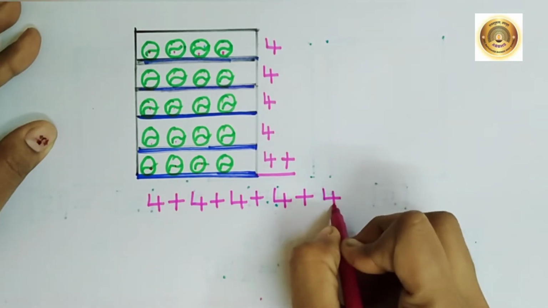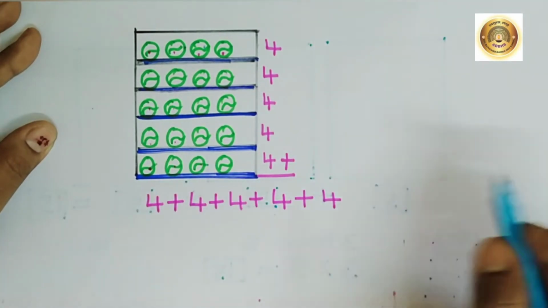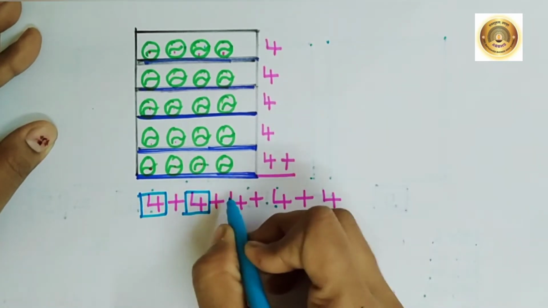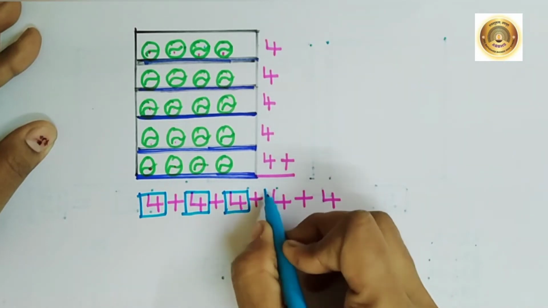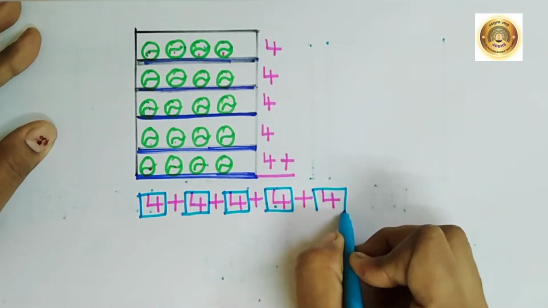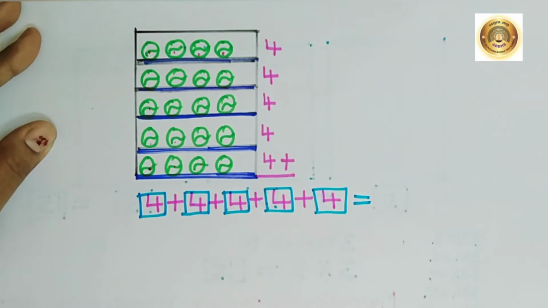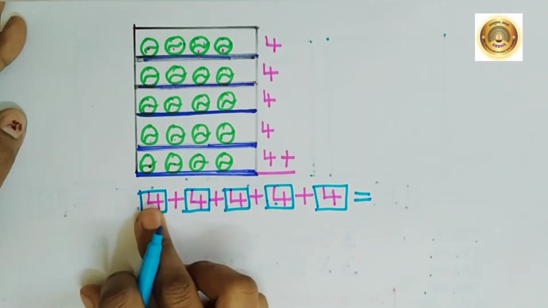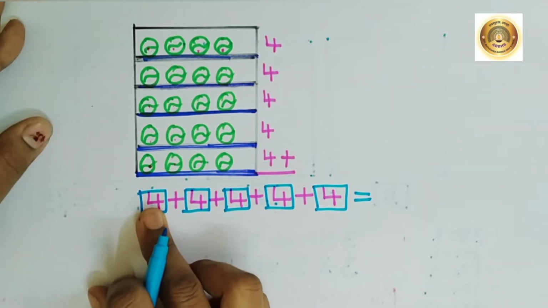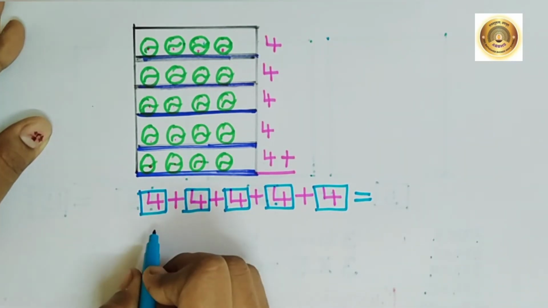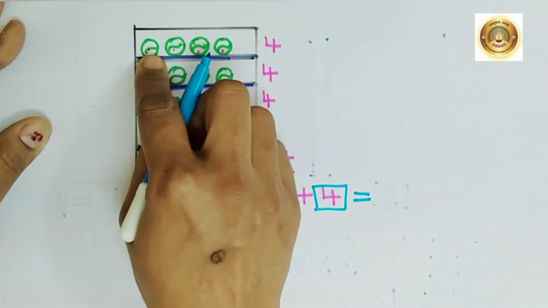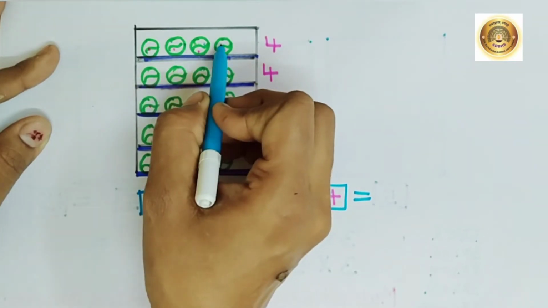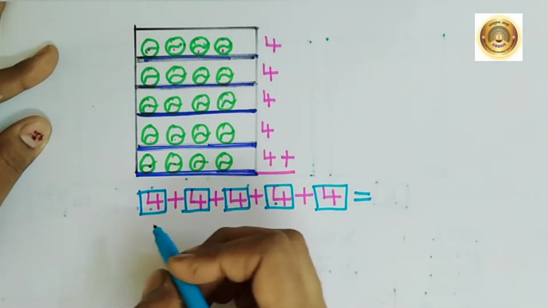Is it easy to do that, children? No, it will take more time to solve by adding the same number again and again. So what we will do? We will take the help of multiplication, because multiplication is a repeated addition. So what we have to do first? First you have to find out how many balls each row has or each shelf has.